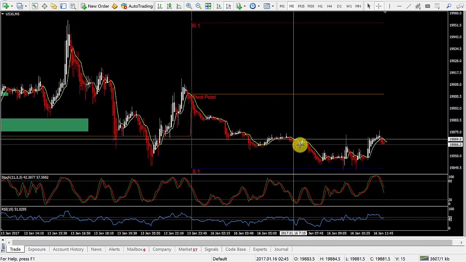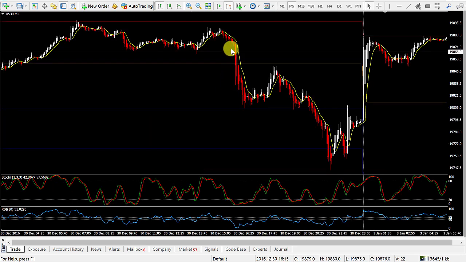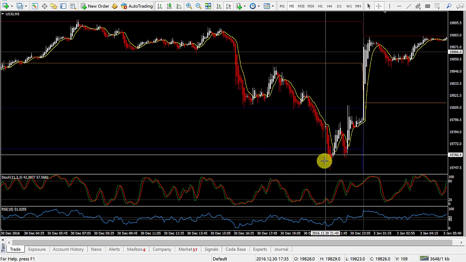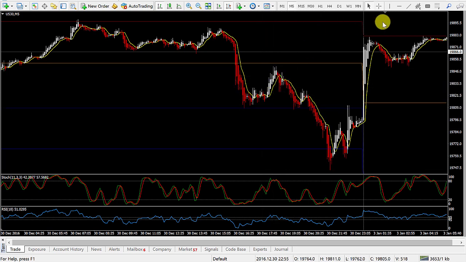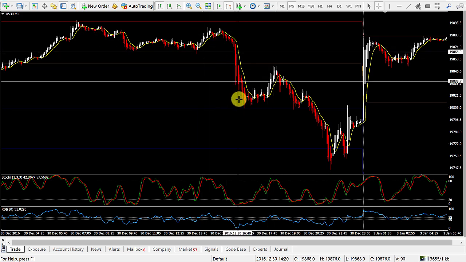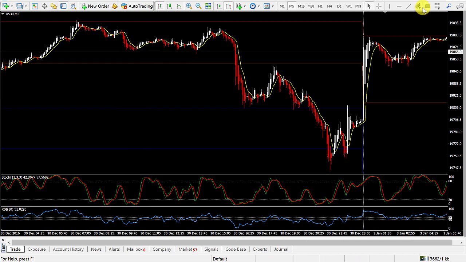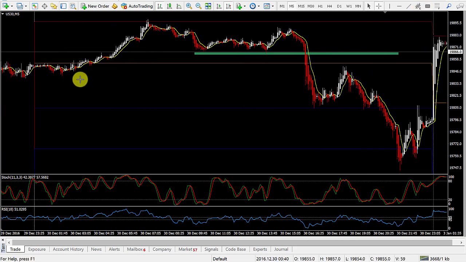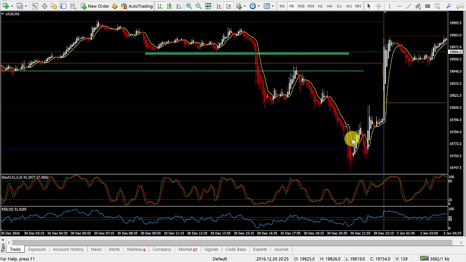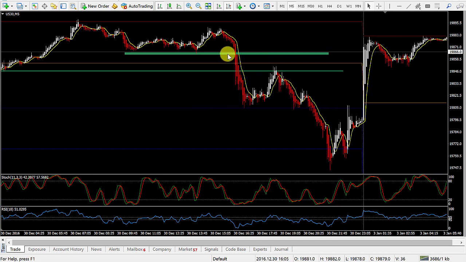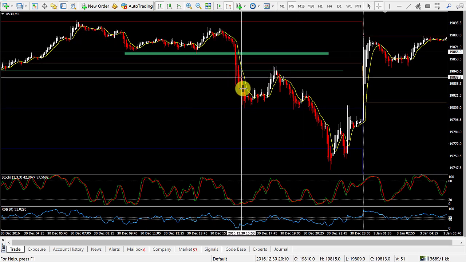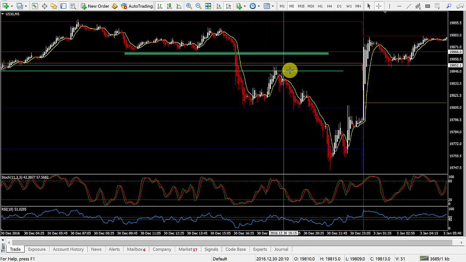Here we have a beautiful pullback, for example, and sometimes if we look at this swing structure here, the pullback preceding the continuation can be quite deep. Here we have 50%, but we didn't even connect to the previous lows. If you retest these, it can still be a viable short trade. However, we only connected to these lows here before we continued. And important is that we want to get in on the second wave. We wait for the drive, and then we wait for the continuation.